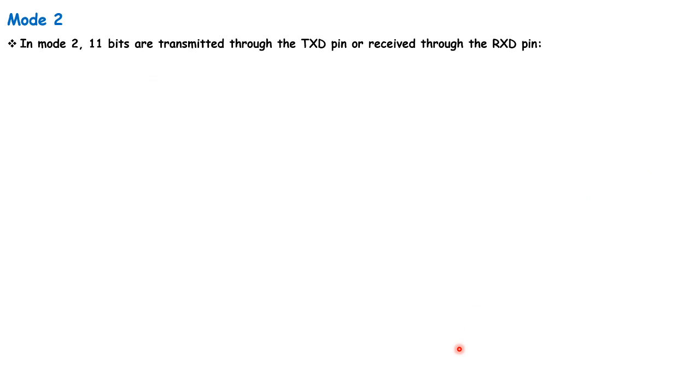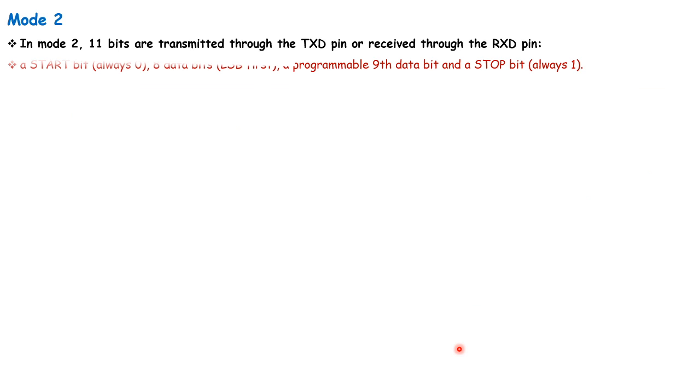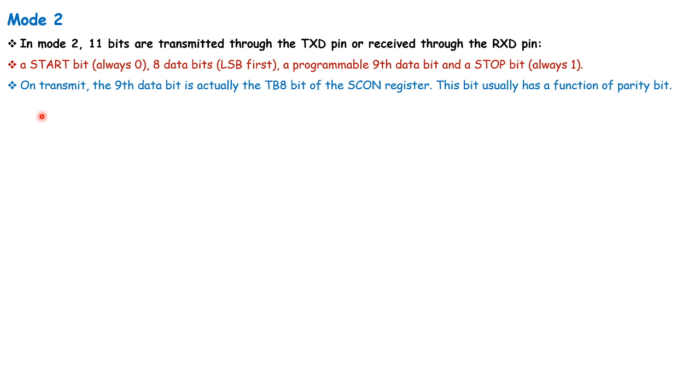In mode 2, 11 bits are transmitted through the TXD pin and received through the RxD pin. One start bit, always 0, 8 data bits, LSB first, a programmable 9th data bit, and another one, the stop bit, that is equal to 1. So like this, 11 bits of information are transmitted and received.